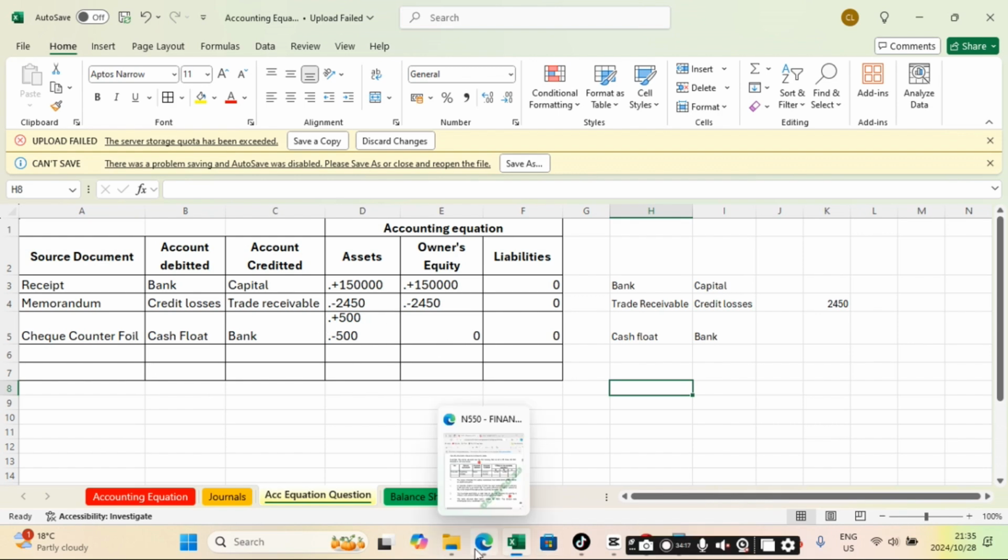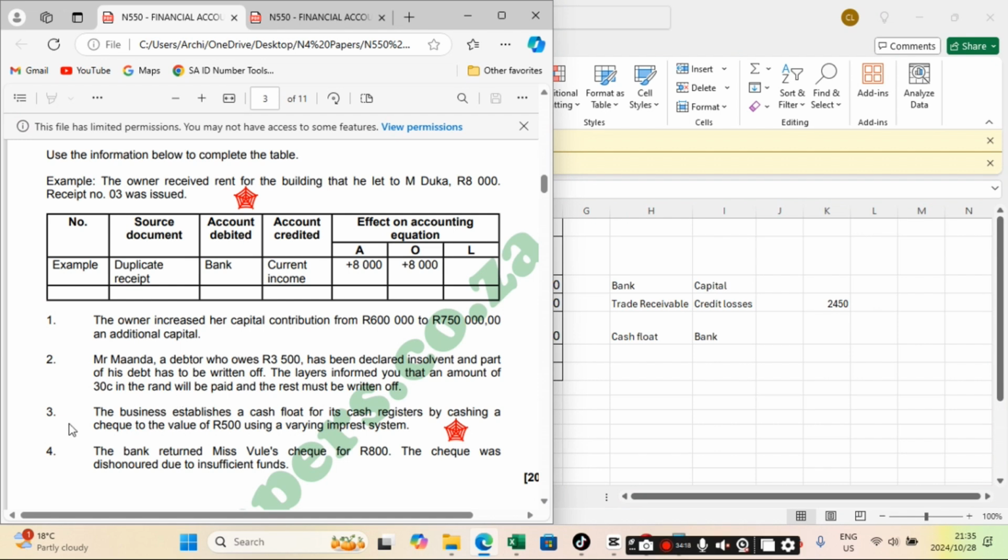So let's move on. Transaction number 4: they're saying the bank returned Miss Val's check for 800. The check was dishonored due to insufficient funds. So what happened? Initially we received a check from Miss Val, and we took the check to the bank so that the bank can cash out the money.